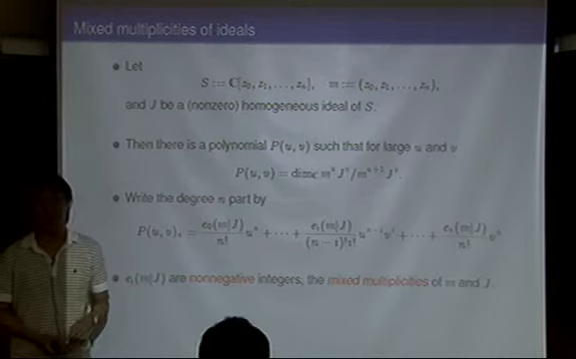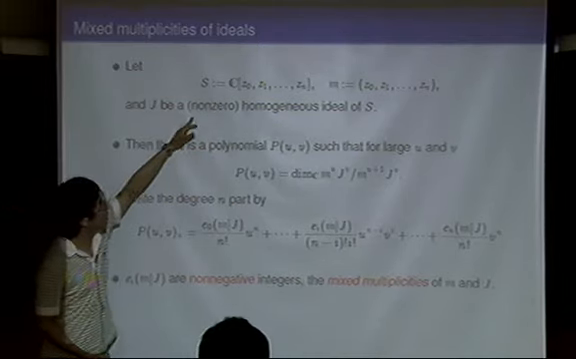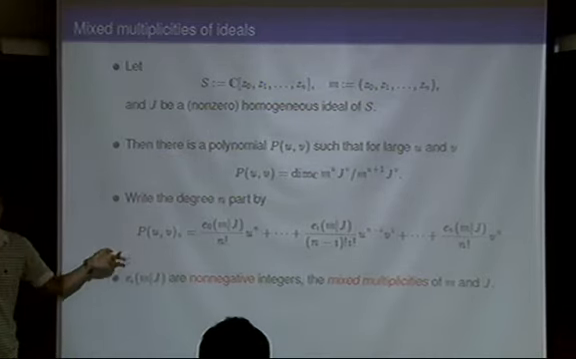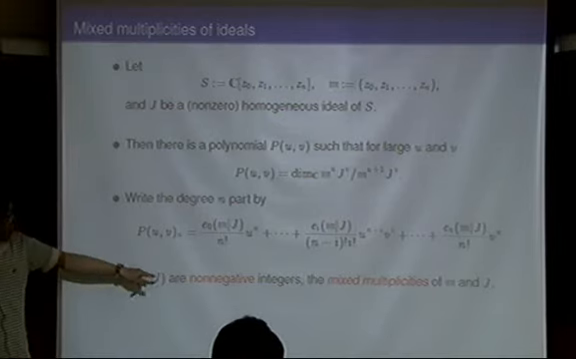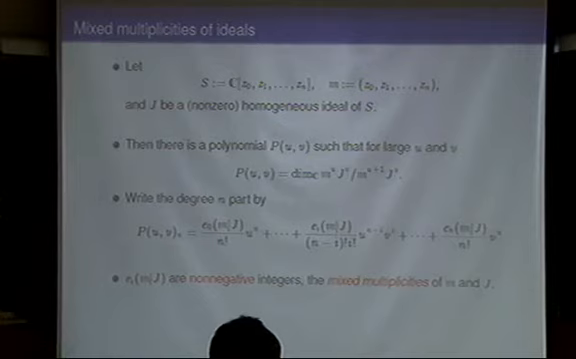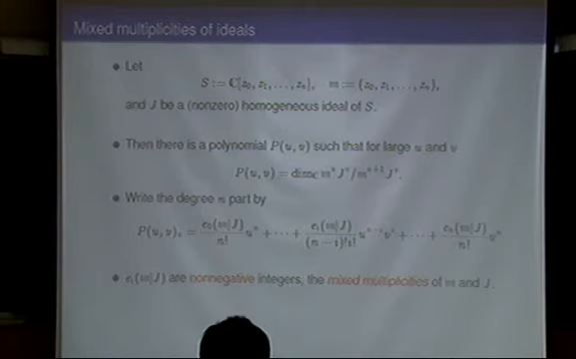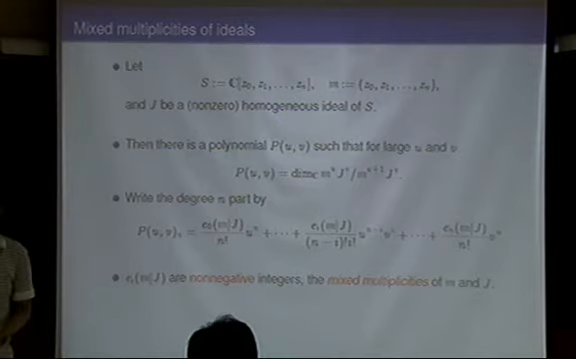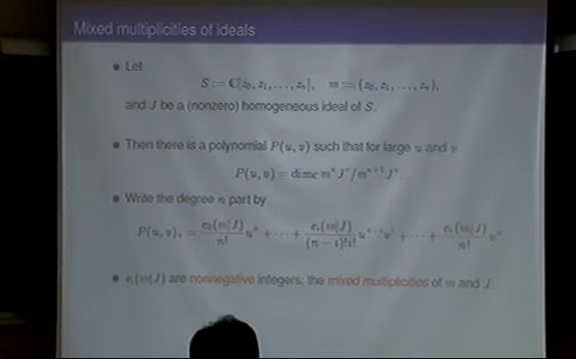The degree of the Hilbert polynomial measures the dimension. In this case, if J is non-zero, then the degree of this polynomial is in fact n. Then these e_i(m|J) are non-negative integers, and I'll say that e_i(m|J) is the mixed multiplicity of m and J. More specifically, I'll call this the ith mixed multiplicity of m and J. It measures the growth of this algebra. So we have n plus 1 numbers.